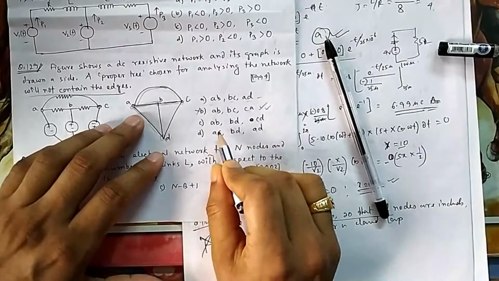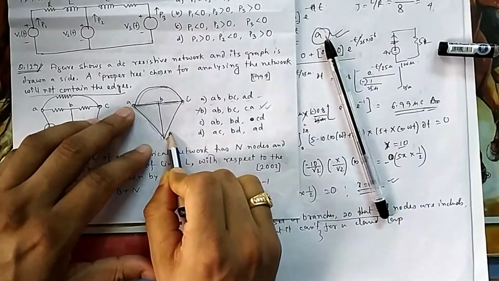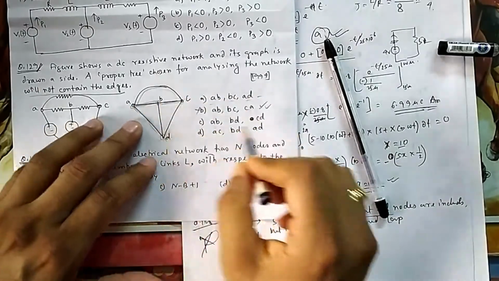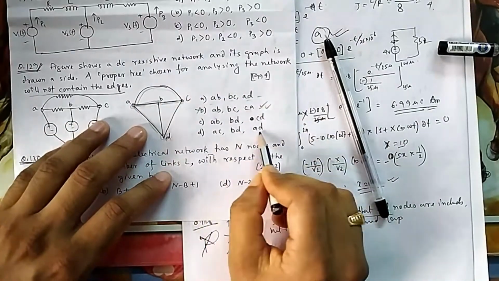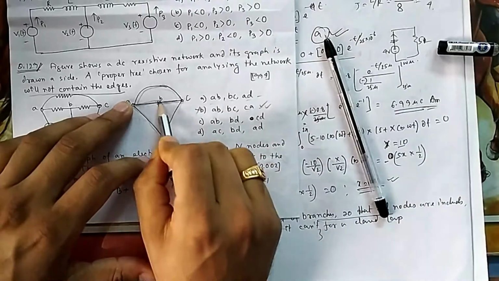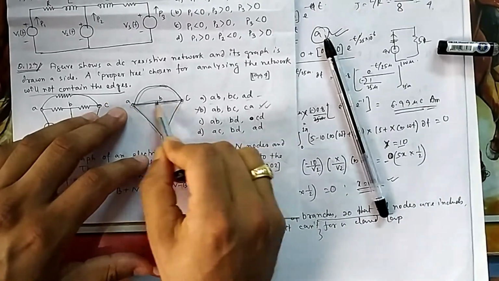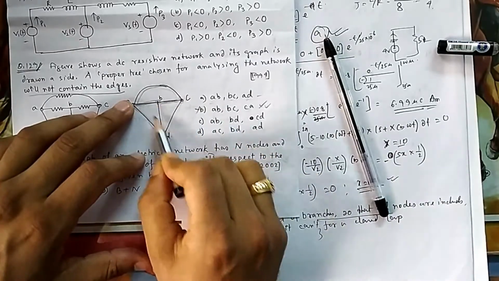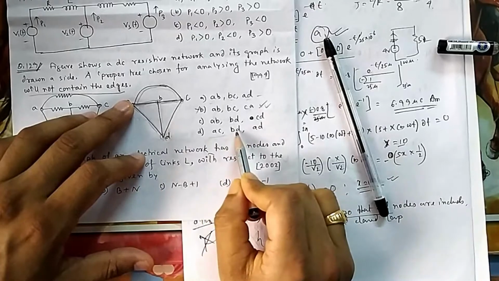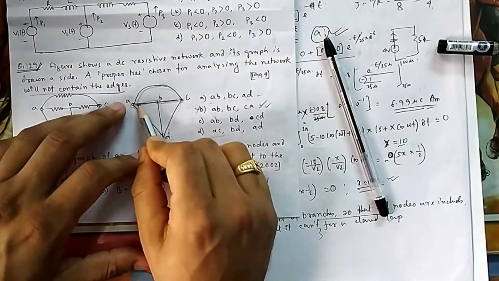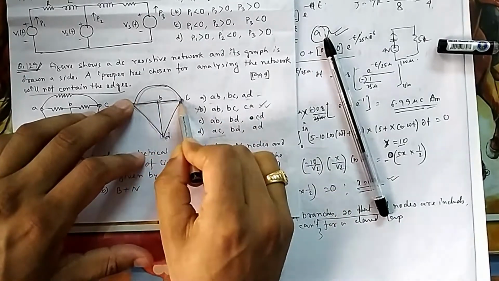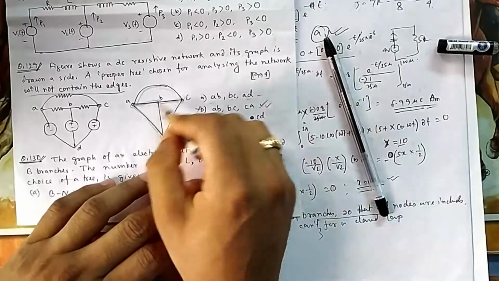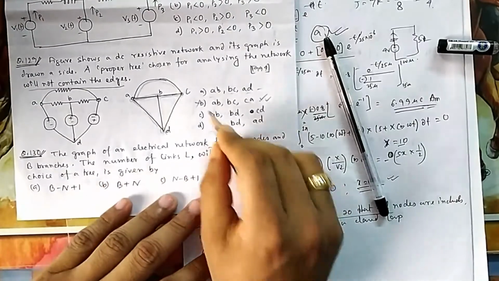Similarly, you can see AB, BD and CD. All nodes are covered, AB, BD, CD, but no closed loop. It is not coming back to this one. AC, BD, AD. No closed loop. This is AC, not AB. AB, BD would have a closed loop, but it is AC and then BD. So AC means they are taking this one as a branch. AC, BD and AD. Again, all nodes are covered, but no closed loop is formed. So obviously B is the answer.